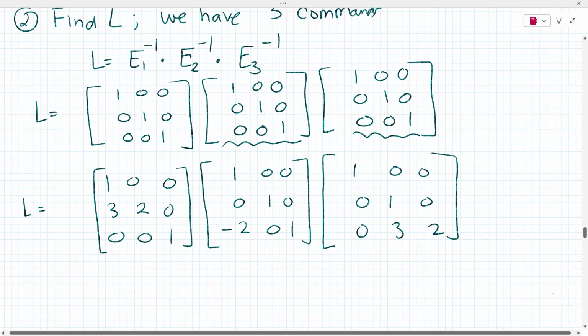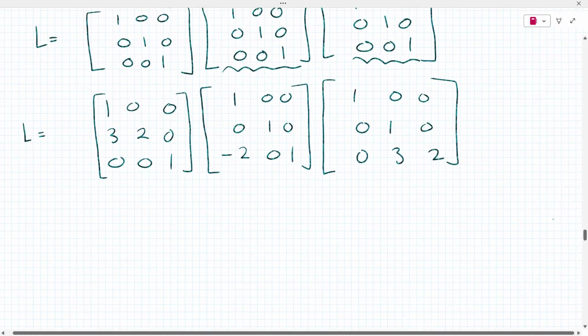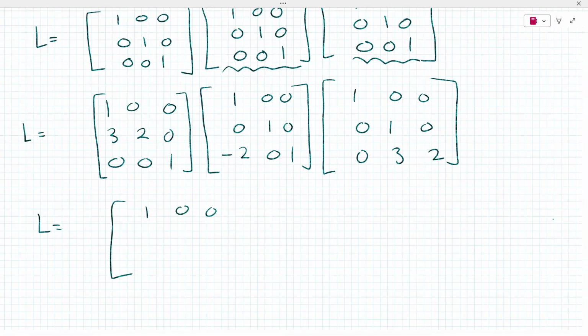Okay. When you multiply all three matrices together, you're going to get L equals 1, 0, 0, -3/2, 1/2, 0, 2, -3/2, and 1/2.